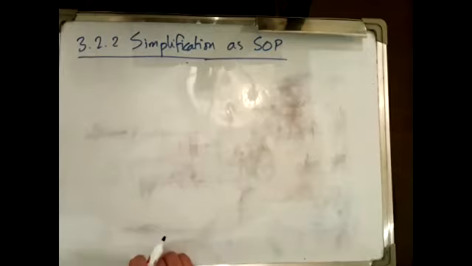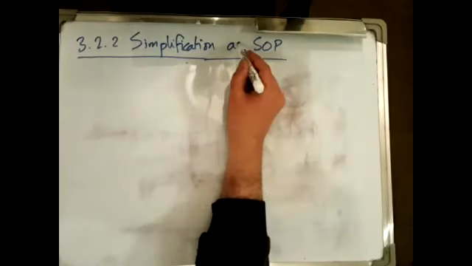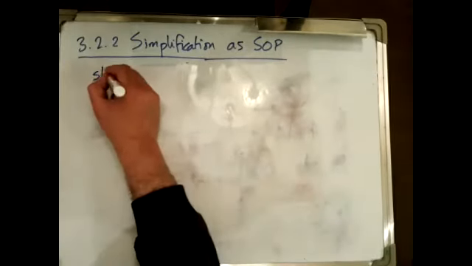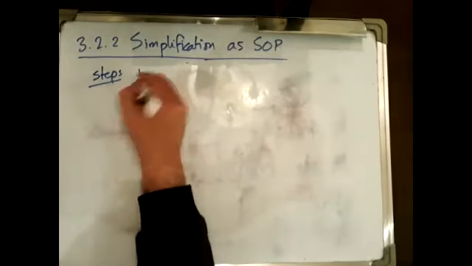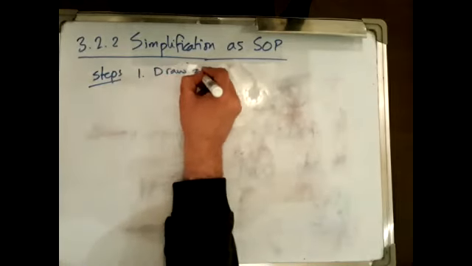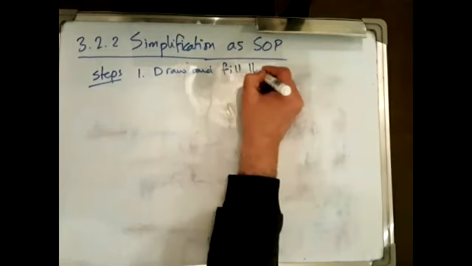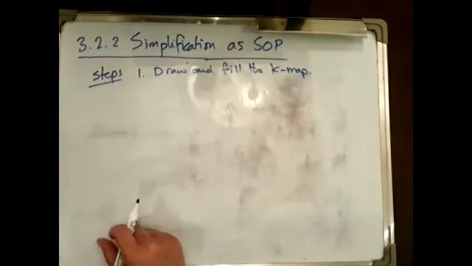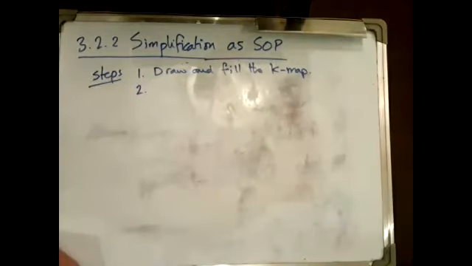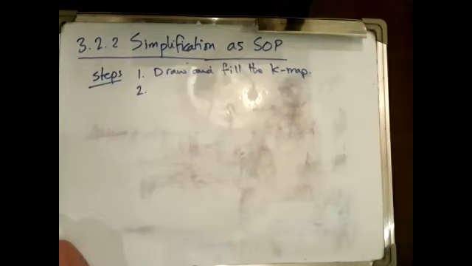So if we want to simplify a function as a sum of product, what are the steps that we need? Of course, simplification using the map. The first step is very trivial. Draw and fill the K-map, which we already did. We explained earlier with many examples. So we draw and fill the K-map of the function, regardless of whether the function is given as a sum of minterms, a product of maxterms, or a truth table. We know how to fill the map by now.